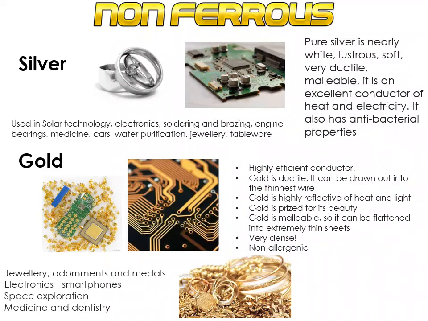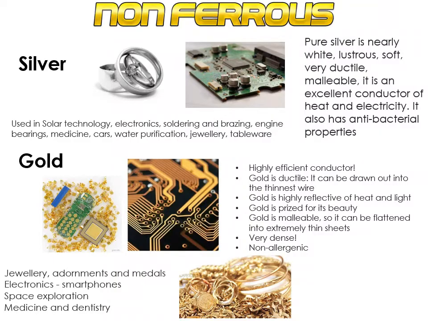And the last one is gold. So gold, again, silver and gold, the two that you'll think, well, they're both jewelry, but they are used so much in electronics, mostly because of how efficient they are at conducting. So gold is a really highly efficient conductor of electricity and heat. It's really, really ductile. It can be drawn out into a tiny, tiny thin wire. It's highly reflective of heat and light, making it useful for space. You know, there's quite a lot of gold that was used on the Webb telescope.